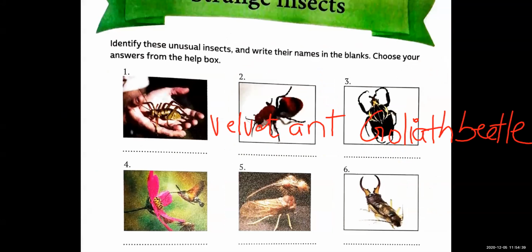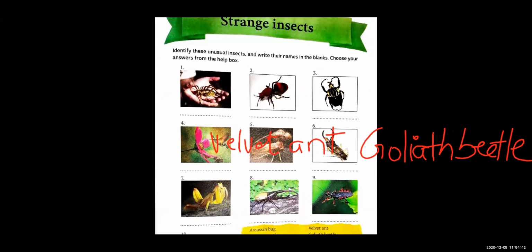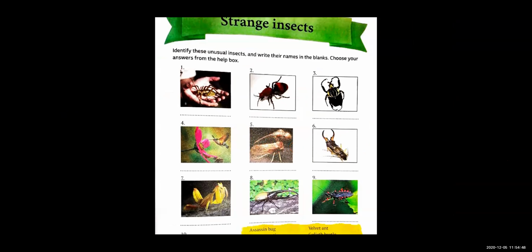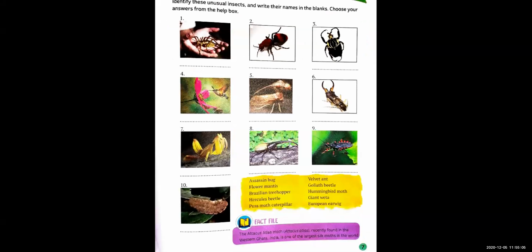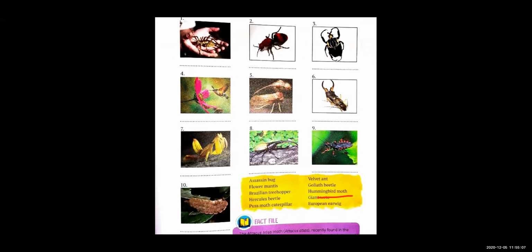Okay, children? So, let's proceed towards the fourth picture. As you can see, it looks like a hummingbird, right? Which is sucking nectar from the flower. So, children, the name of this strange insect is the hummingbird moth. The name of this insect, number 4, is hummingbird moth.